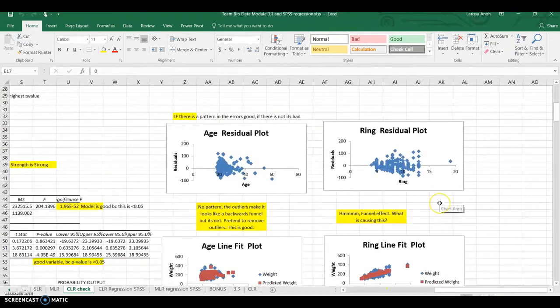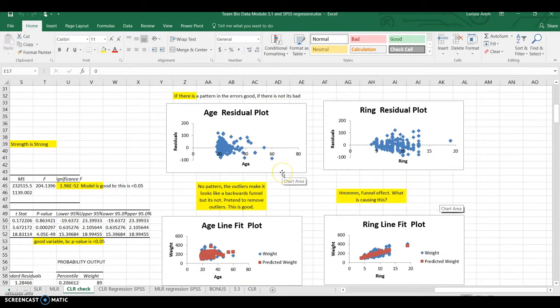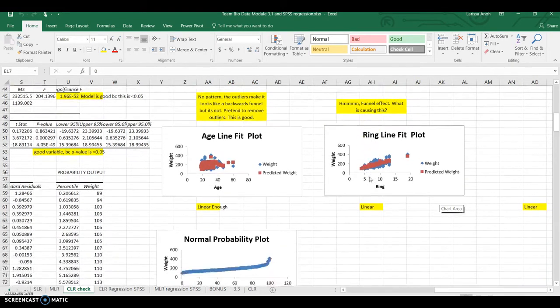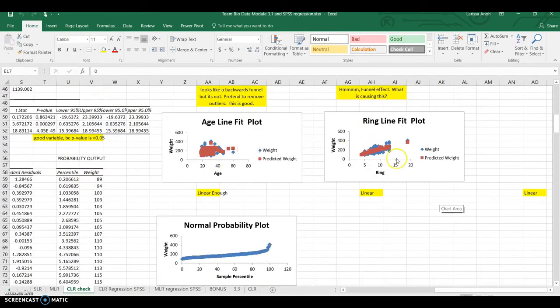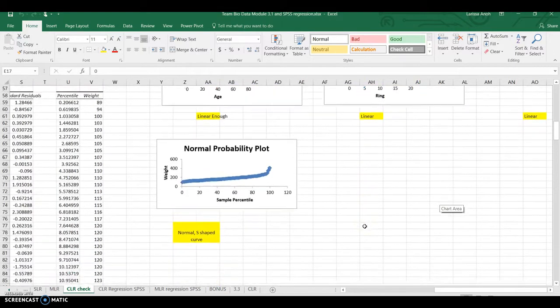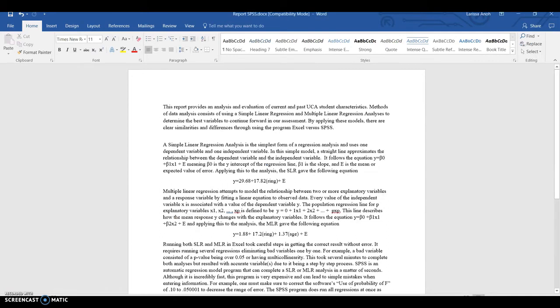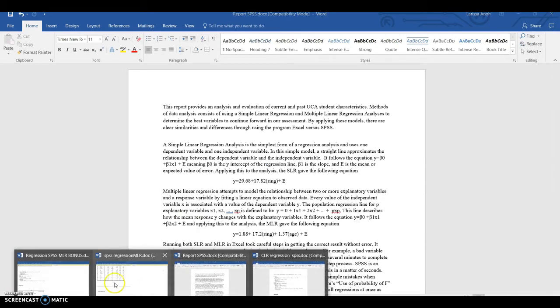Here are our charts. Obviously the age had some outliers, but if you take away those outliers, it was a good model. The ring still did have a funnel effect, and we discussed that in class. This one is linear enough, and this one is linear. Our normal probability plot had an S-shaped curve, which is good. That's what we need. So that is using it through Excel.